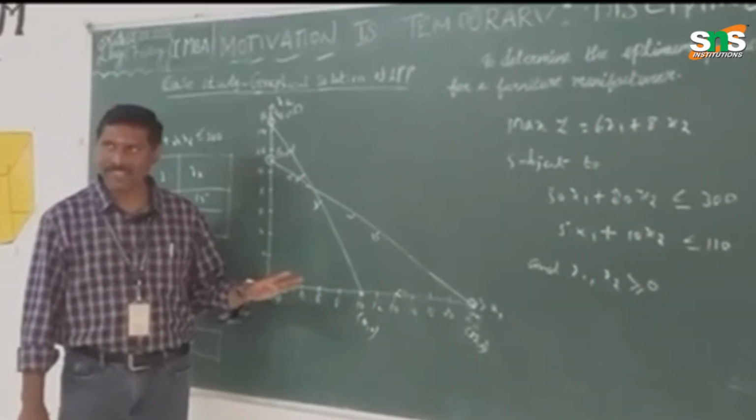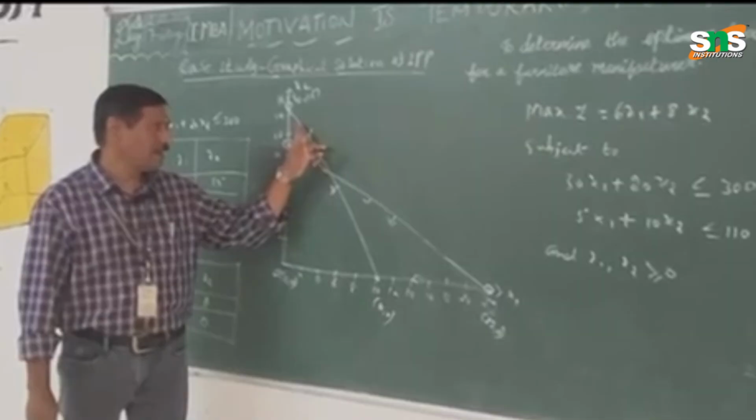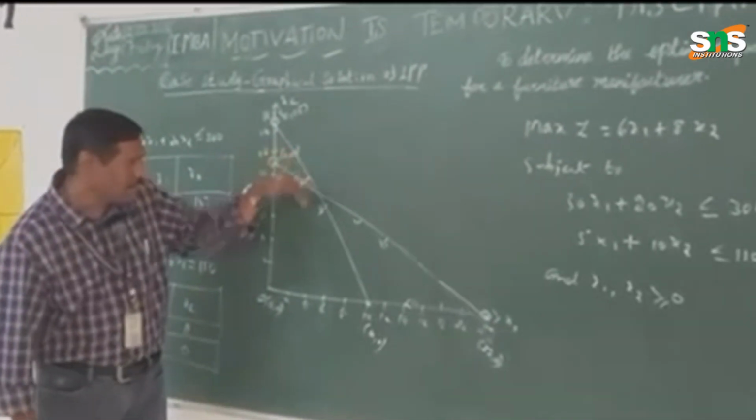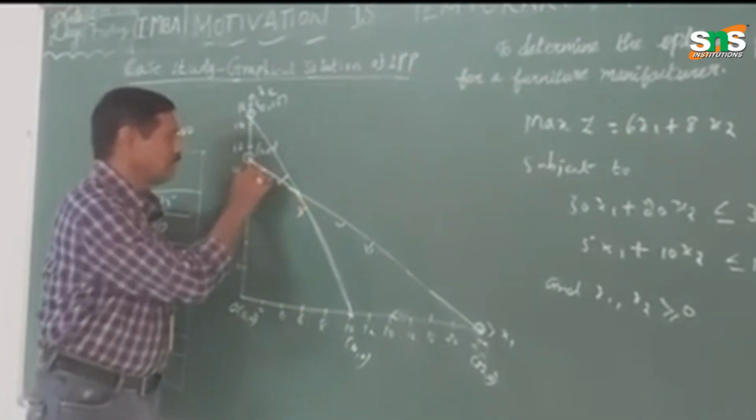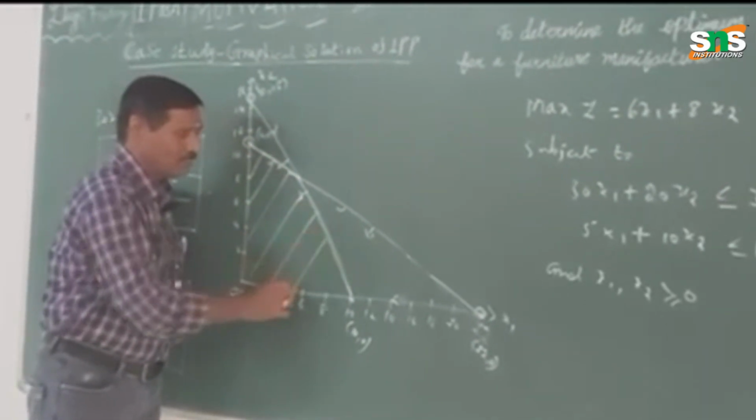So we fix everything on the graph. We cut this line, we get this region. We cut this second line, we have this region. So it is our solution region.